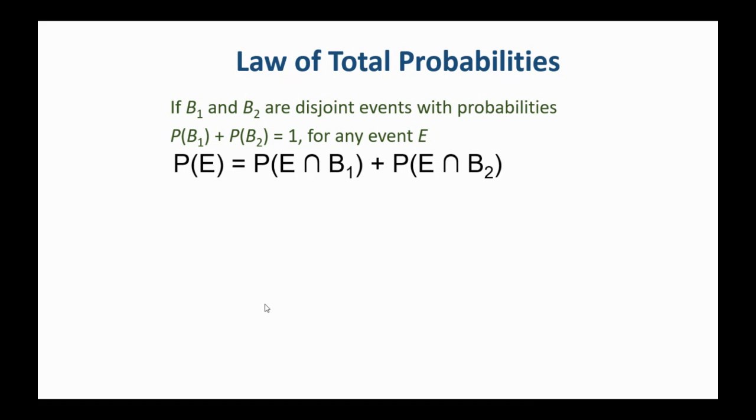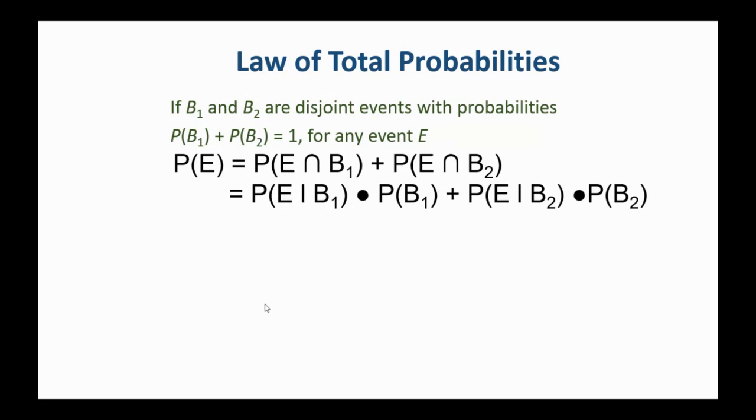Now, we're going to use the multiplication rule that we talked about just a second ago to extend this. So the probability that E occurs is the probability that E given B1 already occurred times the probability of B1, plus the probability of E given B2 times the probability of B2.